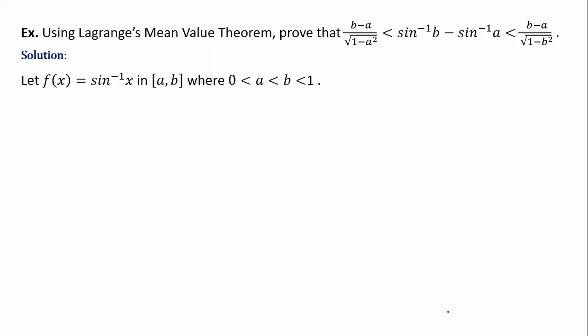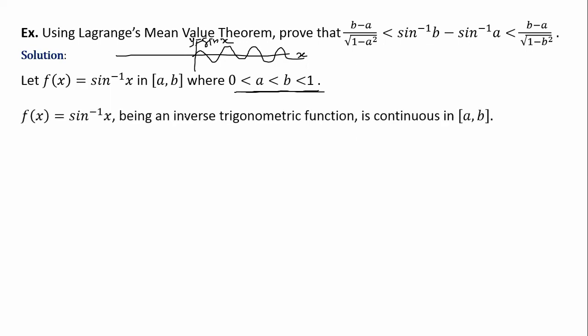We can understand. Now see, sine of anything, you know the sine wave. So x versus y, y is equal to sine of x. You can put any value of x, y will always lie from -1 to +1. But still, let us say here from 0 to 1 for our convenience, so that there will not be any confusion. Now f of x equals sine inverse of x is an inverse trigonometric function and is continuous in the open interval a to b.